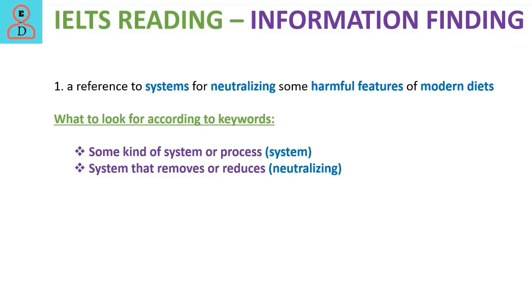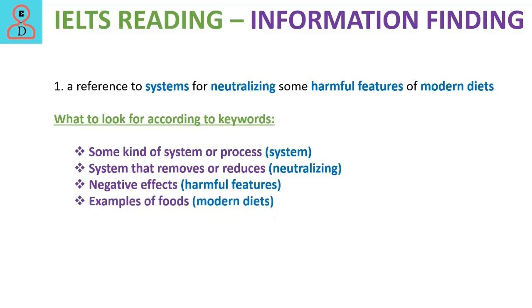The next keyword is harmful features. So combining the first three keywords, we have to look for a system that removes harmful features or negative effects of something, and that something is our last keyword, the modern diet or the food people prefer to eat today.